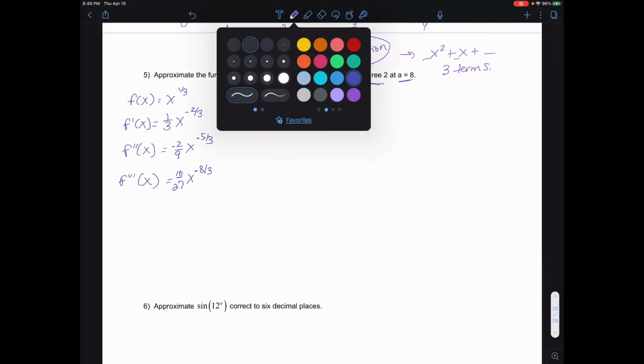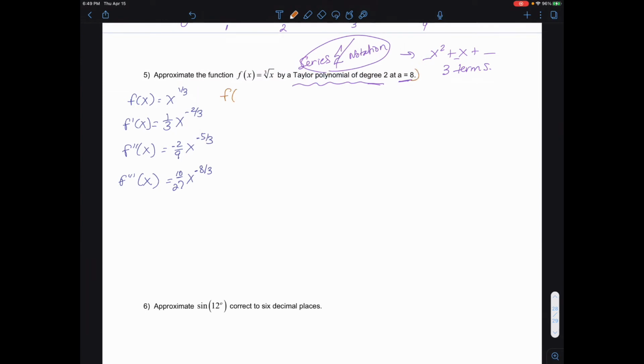So now the next step, just like we did before, is to find f of 8. I'm going to plug in 8, and I want the cube root of 8, because that's what we're doing here. That's the cube root of 8, so that's 2. Then I'm going to plug 8 into the first derivative, so I have 1/3, just so you can see what's happening here. And I'm plugging in 8, so I have the cube root of 8 squared. Oh, and it should be to the negative 2 power, right? So we'll go ahead and figure that out, and that's 1/12.